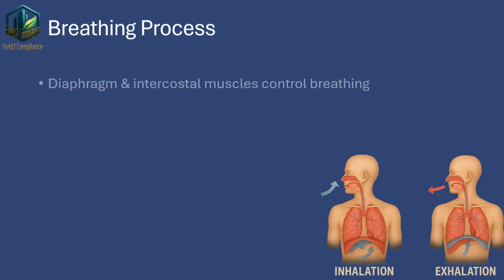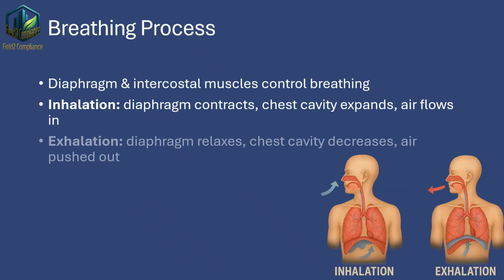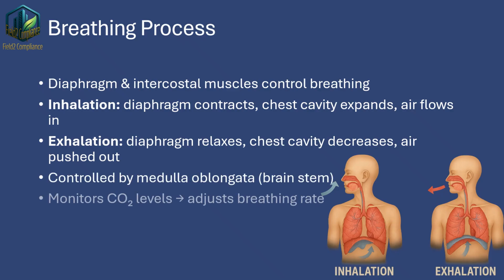The breathing process depends on the diaphragm and intercostal muscles. During inhalation, the diaphragm contracts and moves down, expanding the chest cavity and pulling air into the lungs. During exhalation, the muscles relax, the cavity shrinks, and air is pushed out. This process is controlled by the medulla oblongata in the brain stem, which monitors carbon dioxide levels in the blood and adjusts breathing rate to keep balance.